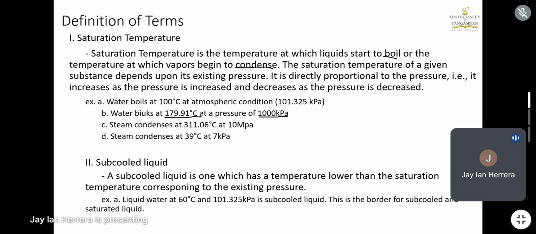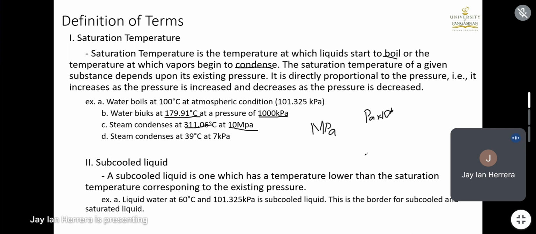At the same time, when we're talking about steam, it condenses at 311.06 degrees Celsius given that we have a saturation pressure of 10 MPa. So, what is MPa? That is just times 1,000 of kPa. That is megapascal. So, kilopascal is times 1,000 of pascal. So, times 1,000 again, that is megapascal. Or pascal times 10 raised to 6.